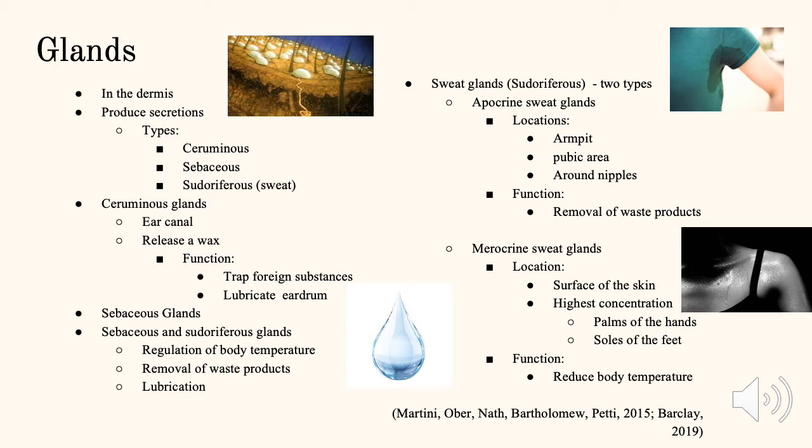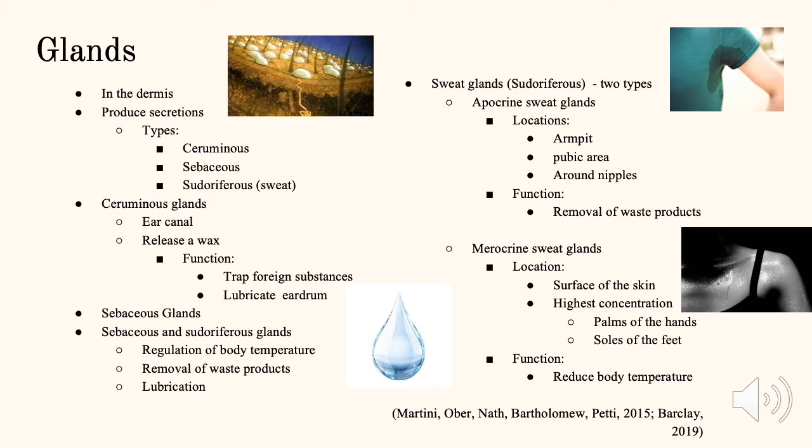Merocrine sweat glands are located on nearly the entire surface of the skin, with the highest numbers on the palms of the hands and soles of the feet. The merocrine sweat glands' function is to secrete a watery substance that is quickly evaporated off the surface of the skin to reduce body temperature.